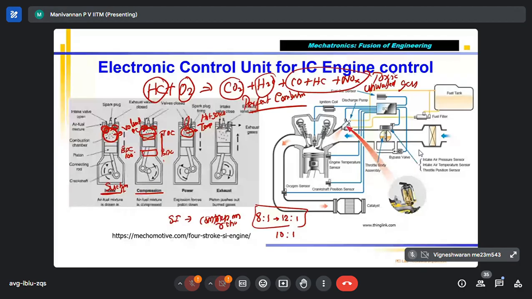The whole idea, as I already told you, is that the three-way catalytic converter is used to convert this CO, HC, NOx into, again, CO2 plus H2O. H2O is water, it will become steam. So the toxic gas also will be converted. That is the job of the three-way converter, which is fitted on the exhaust pipe.